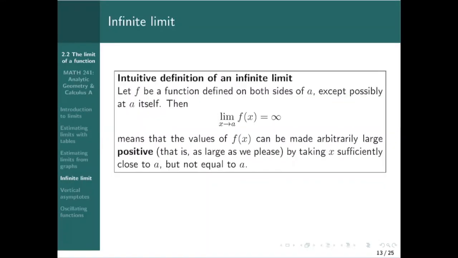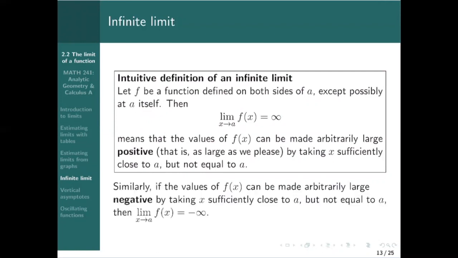This last example motivates the intuitive definition of an infinite limit. If we have a function f that is defined near a, then saying that the limit of f of x as x goes to a is equal to infinity means that we can make the values of f of x as large as we want and positive by taking values of x that are sufficiently close to a. And then we have a similar definition for negative infinity limit.